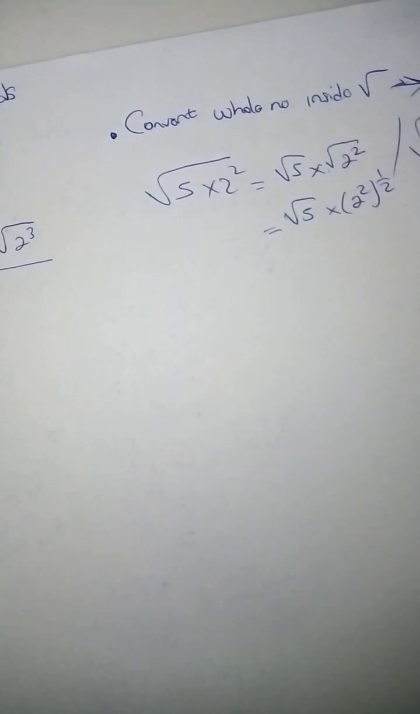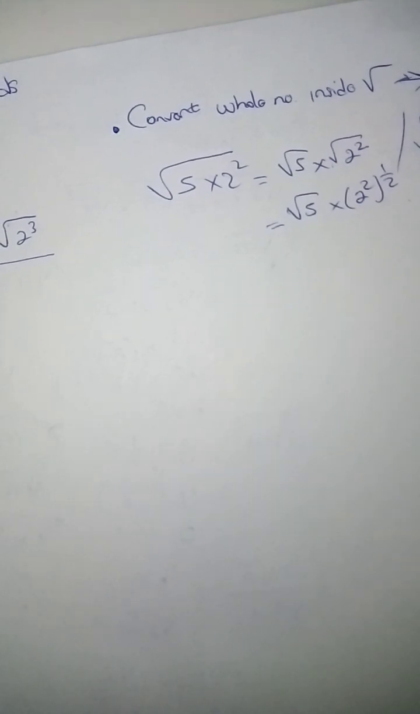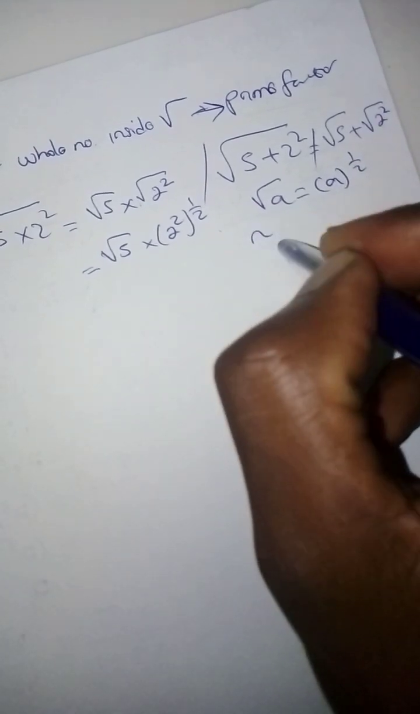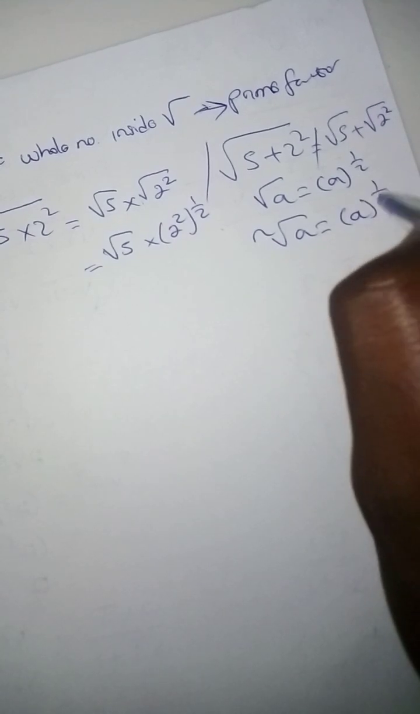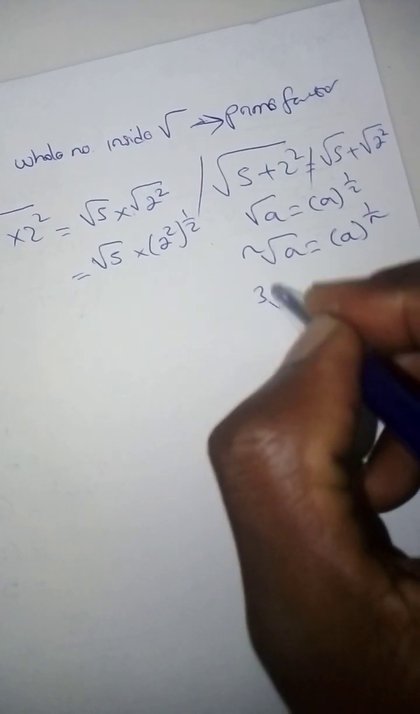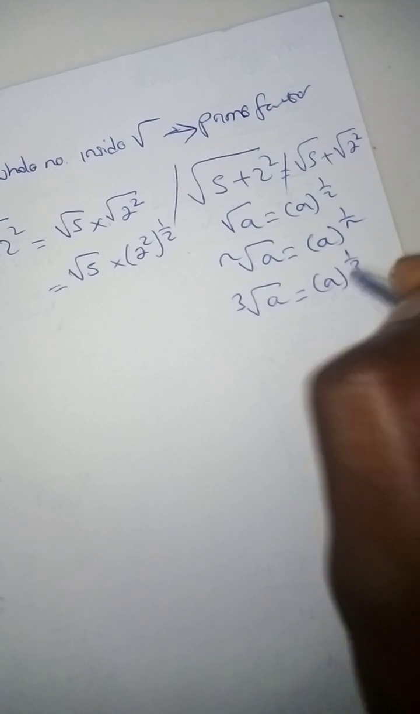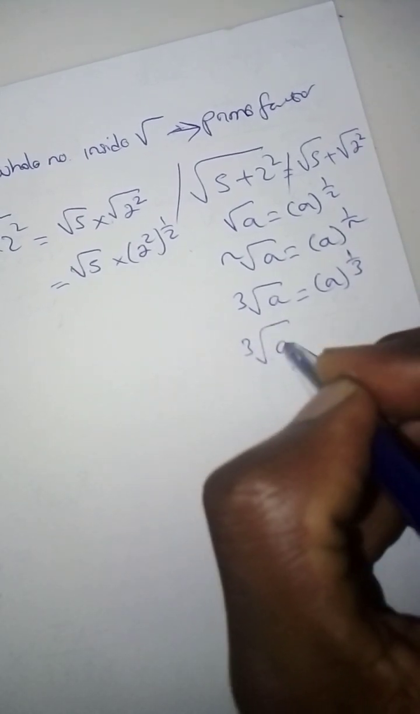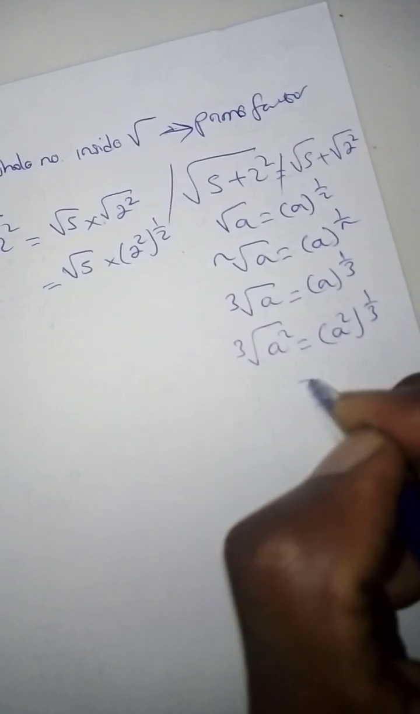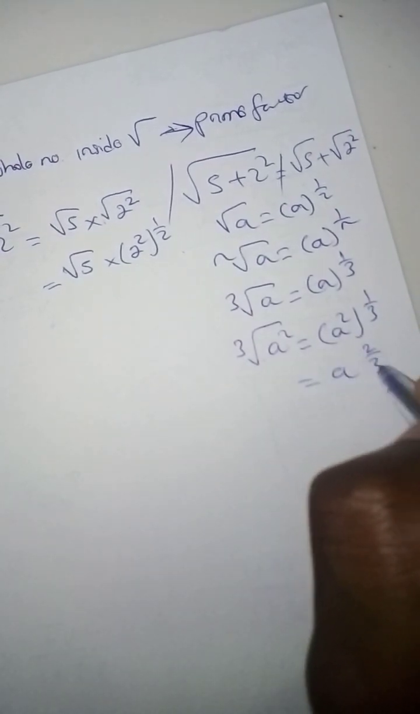So now a square root is equivalent to a half, right? So there's another exponential law that says that if you have the nth root of a, this would mean that you have a to the power 1 over n. So for an example, if we had the cube root of a, this would be a to the 1 over 3. If we have the cube root of a squared, this would be a squared to the 1 over 3, which then gives you a to the 2 over 3.